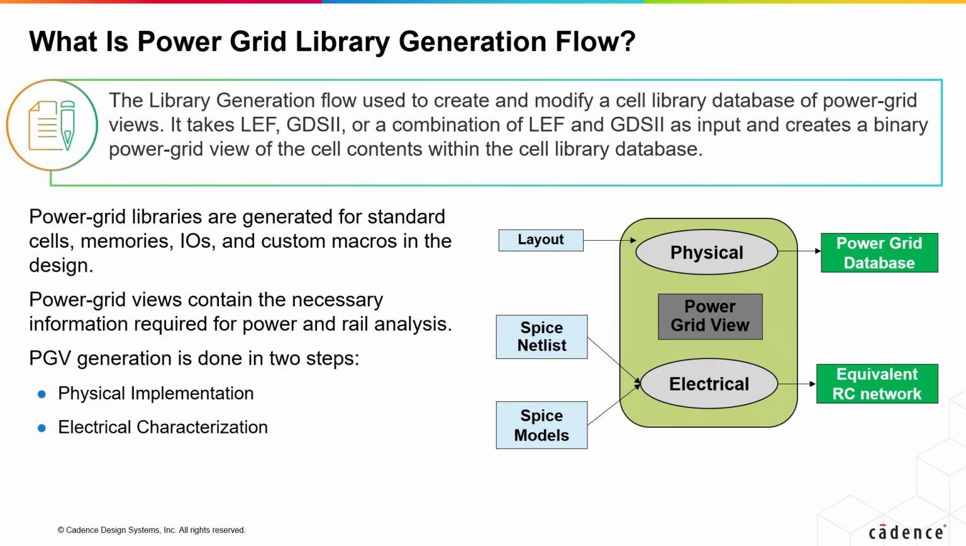Power grid view generation is essentially carried out in two steps. First, in the physical implementation, layout and physical files are read in and converted into a power grid database. While for electrical characterization, netlist and SPICE models are converted into an equivalent RC network.